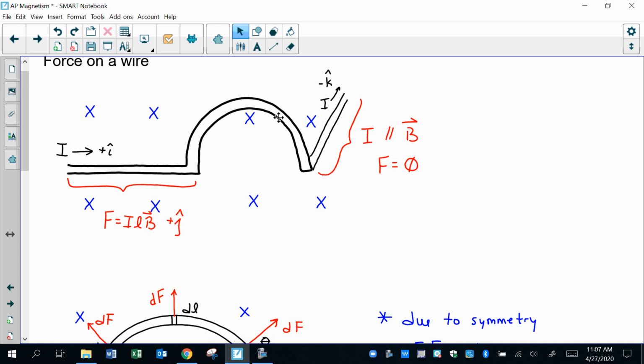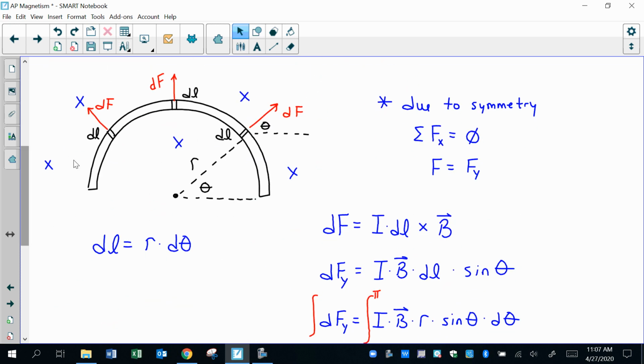What about this one here with the curve? Well, for this one, you're going to take small little segments. Due to symmetry, I know I'm going to have 0 in the x, so all I have to worry about is the force in the y direction. Looking at this, this one has left and right, this one over here has a left up and a right up, so the x's cancel out. All I need to worry about is the y component for every single part, add them together, and I can figure out the force felt by this whole semicircle.